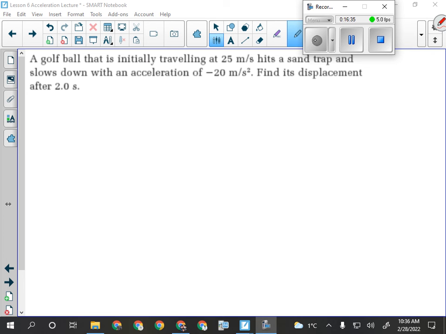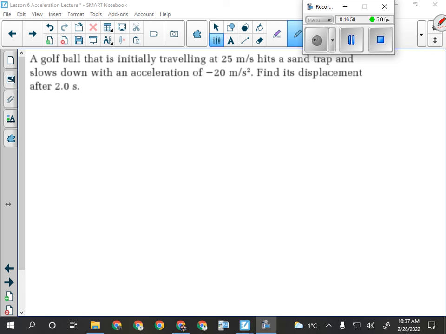A golf ball initially traveling at 25 meters per second. No vector. Okay, then they tell me the acceleration is negative. So all I know is the acceleration is in the opposite direction of the golf ball's current velocity. Would you agree? Okay, so I'm going to write that that 25 is actually positive.